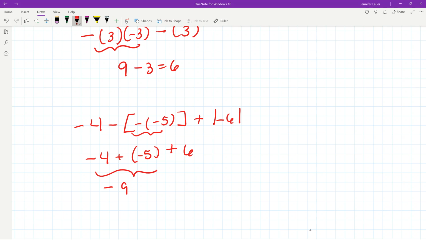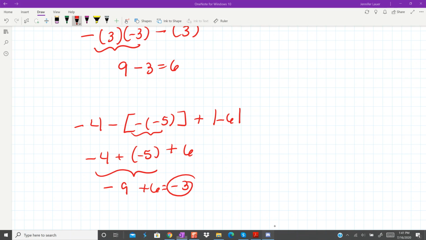Remember this, you change the second 2 signs for those. And that's it. So that's just kind of a little bit more advanced, more complicated order of operations.